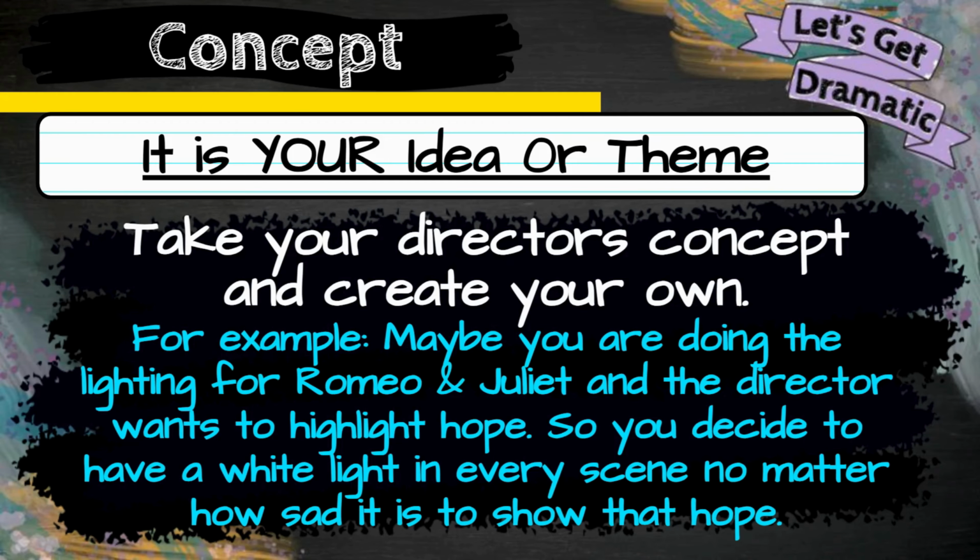So that would be you taking your director's concept of showing the hope of this young couple, Romeo and Juliet, and hope for their families after they pass on, that things can change and can be better. And so you would carry that with lighting throughout the entire show. Now, concept doesn't just have to be one specific idea, like creating a light that carries through the show. It could be something very different depending on what your director's themes and ideas are.